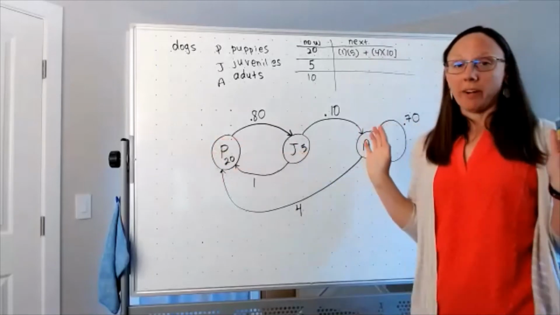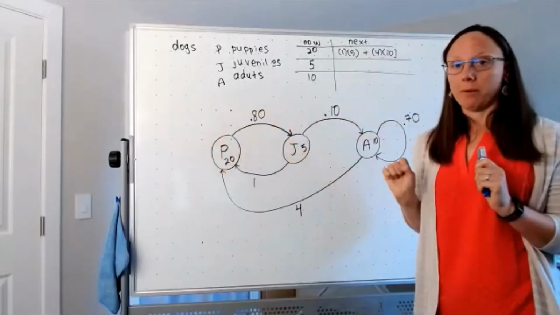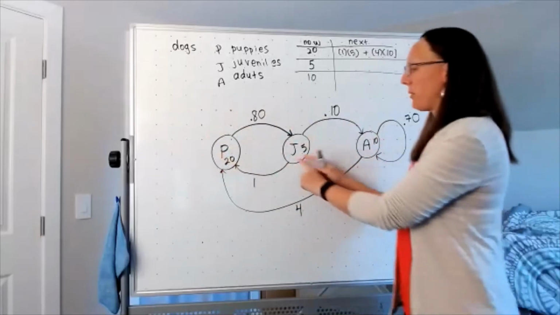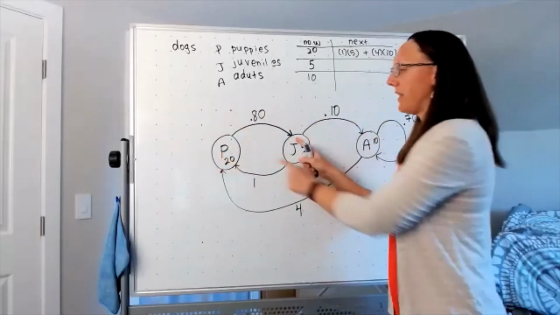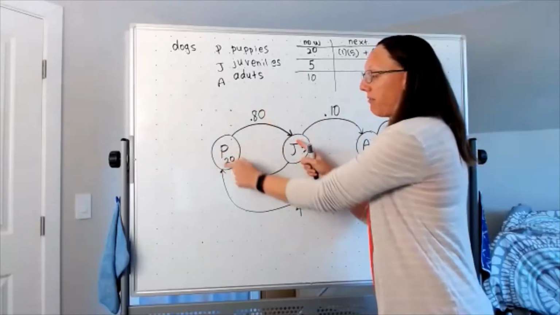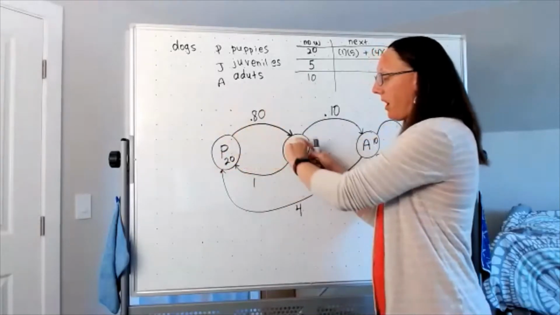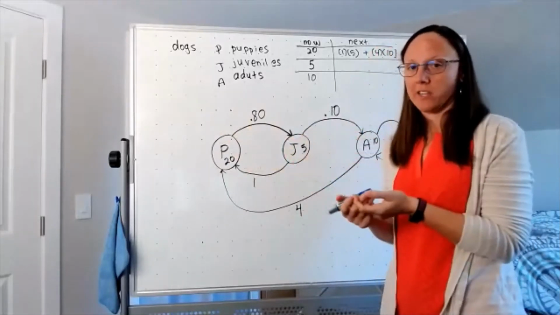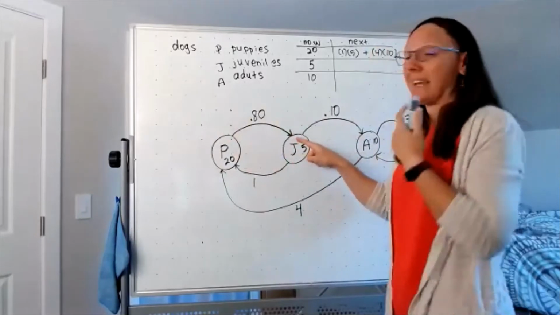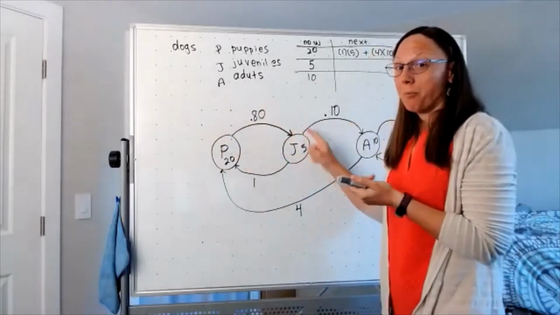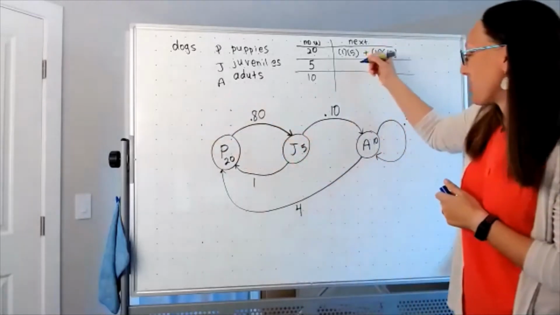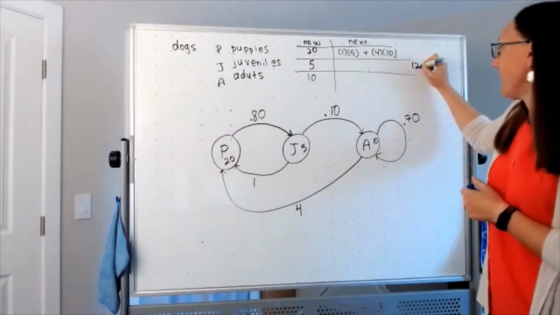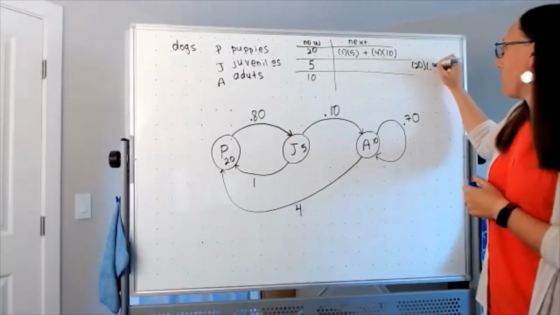That's the only way we're getting new puppies, because our puppies are going to grow up. So juveniles have puppies, adults have puppies. Now let's think about the juveniles. Well, 80% of our puppies become juveniles, and that's the only influx of new juveniles here. That's my only arrow that's coming in. So my new juveniles are just going to be 20 times 0.8.